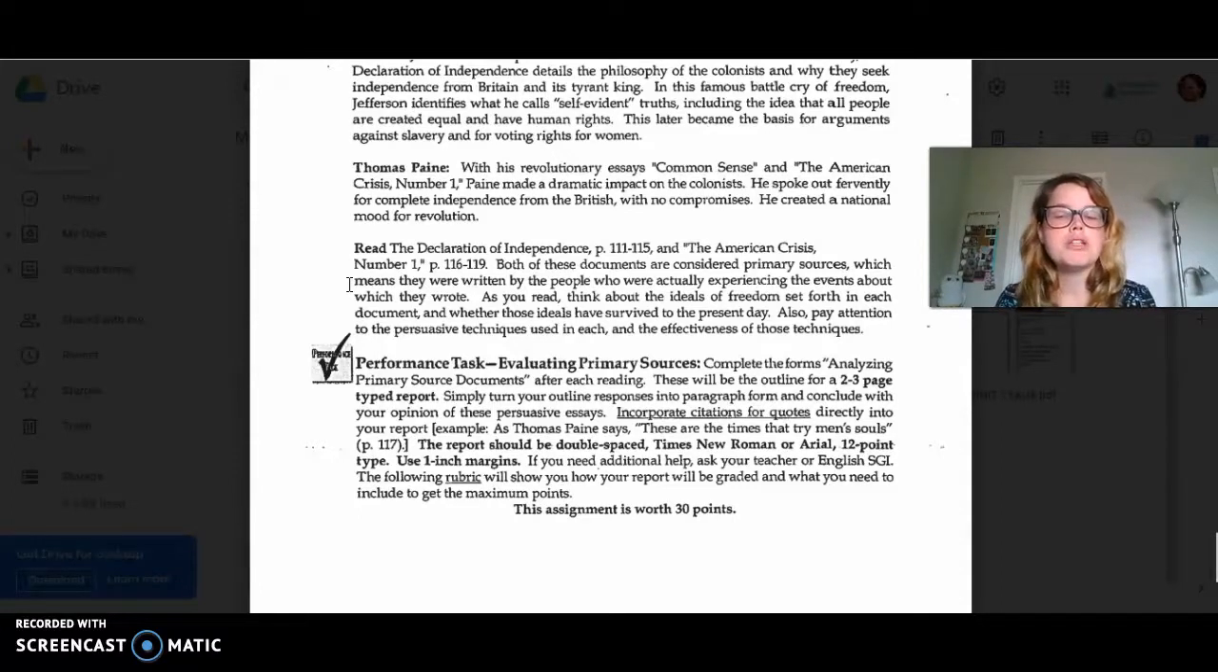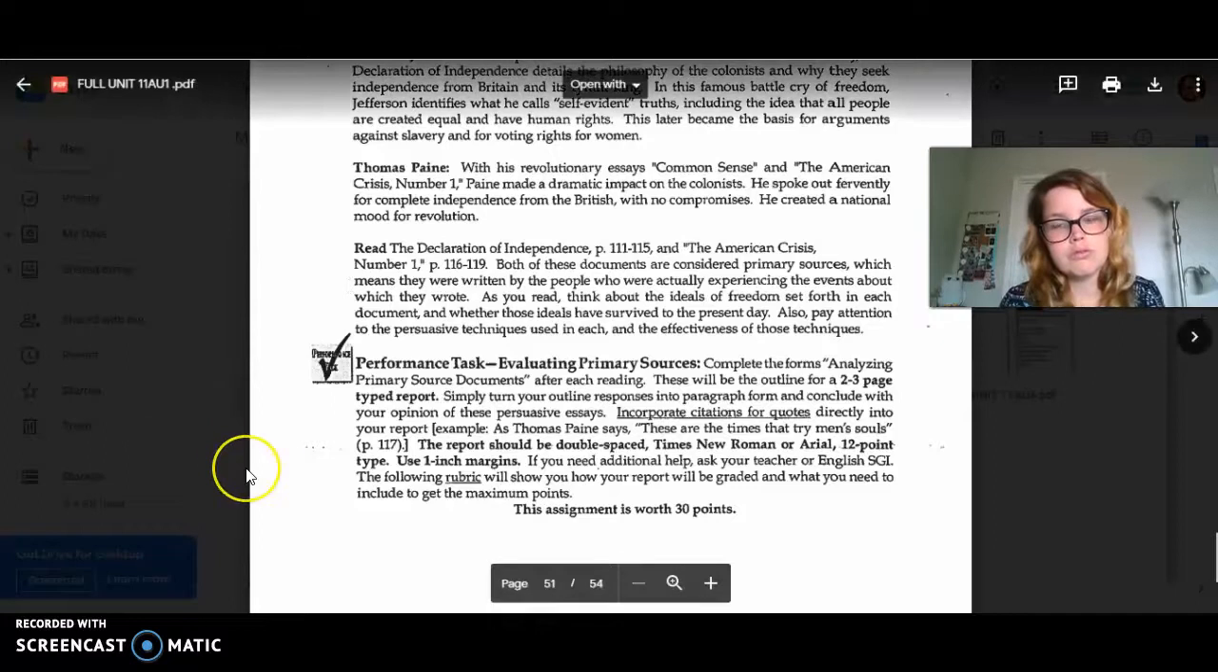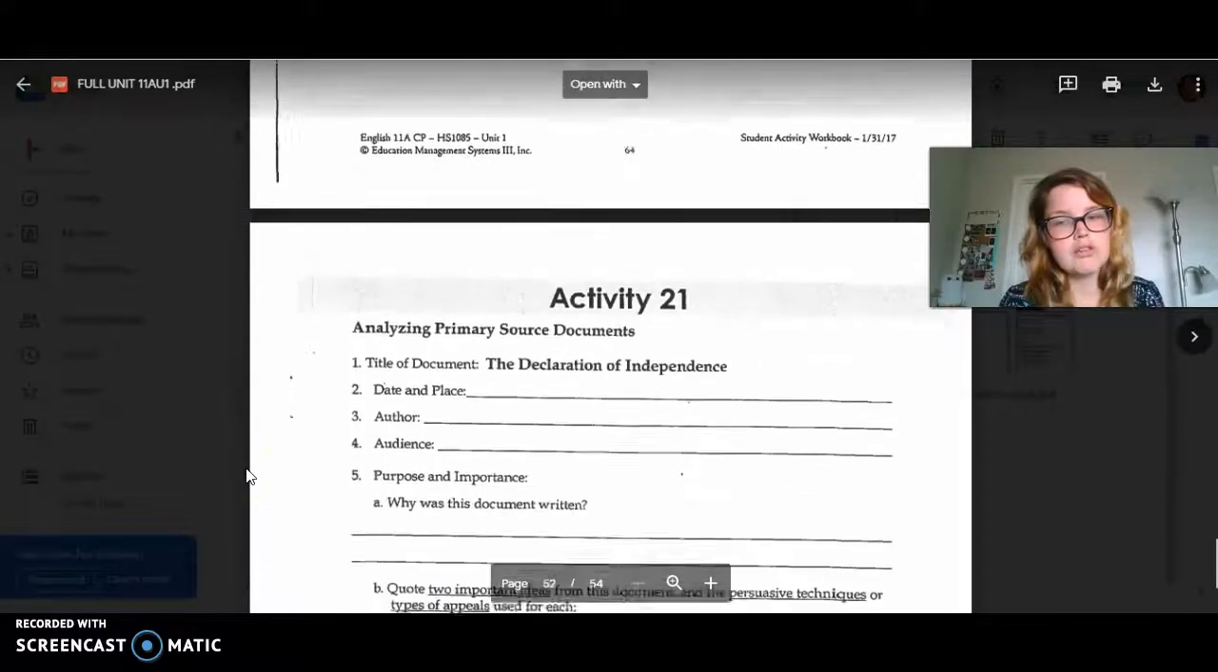The report should be double-spaced, Times New Roman or Arial, 12-point font. That's classic MLA. I can tell the difference between 14-point font, especially on the computer, or 11-point font. Be careful, make sure to use that. Use 1-inch margins, which should be the default on most word processors. If it's not, let me know and I can help you fix that. And then I'm going to show you what the rubric will look like after this.